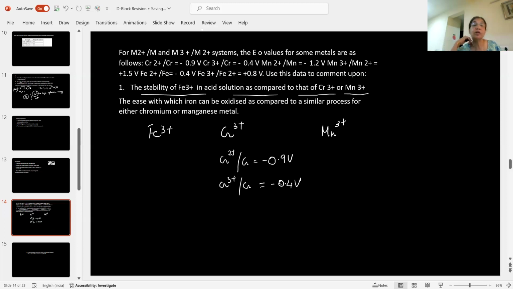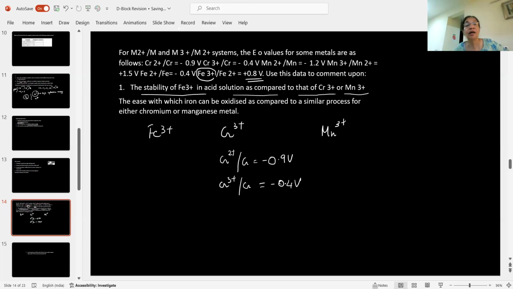Which question is this? Stability of Fe3+ in acid solution compared to Fe2+. Fe3+ is definitely more stable. Fe3+ to Fe2+ has a positive reduction potential, so its tendency to get reduced is more. And so the +3 oxidation state will be more stable. Wherever there is a positive reduction potential, the higher oxidation state will be more stable.